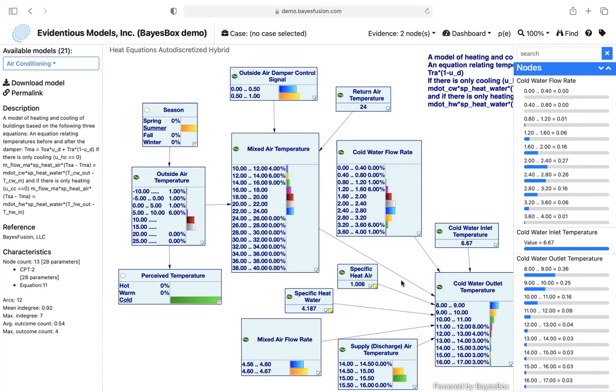Let's see how AI can help make decisions in uncertainty. What you can see on the screen is a Bayesian network that models heating and cooling of buildings following some mathematical equations. To understand how this network is created, let's see first how the cold water outlet temperature is computed.